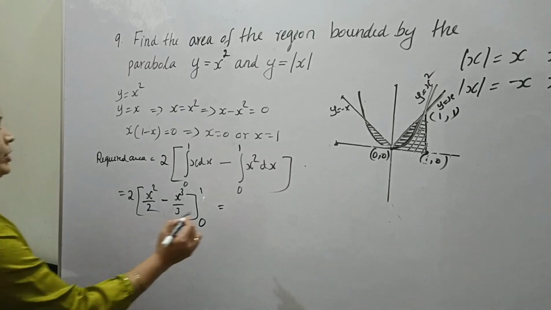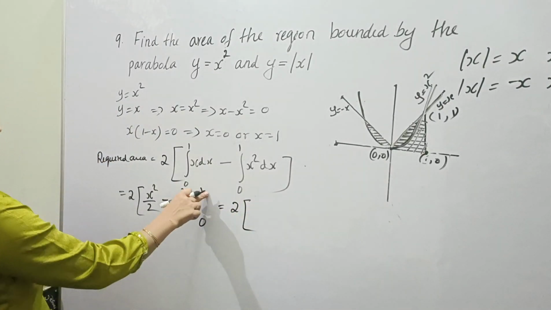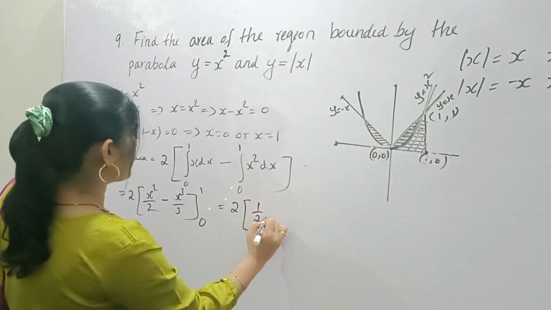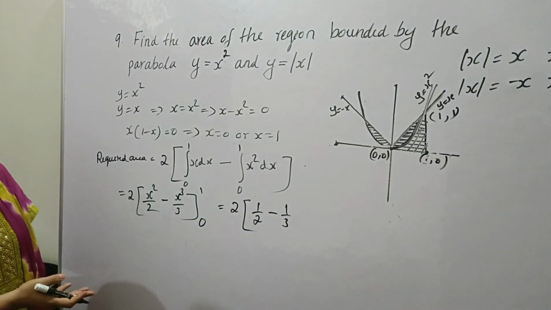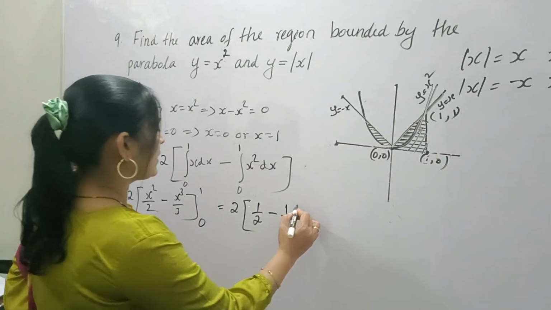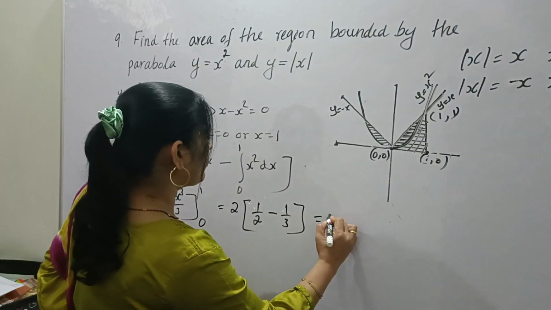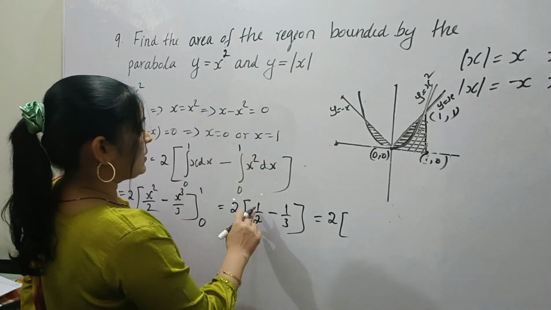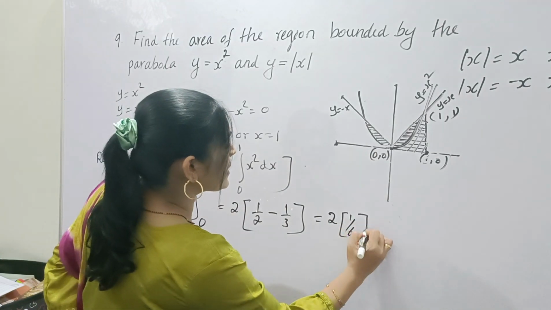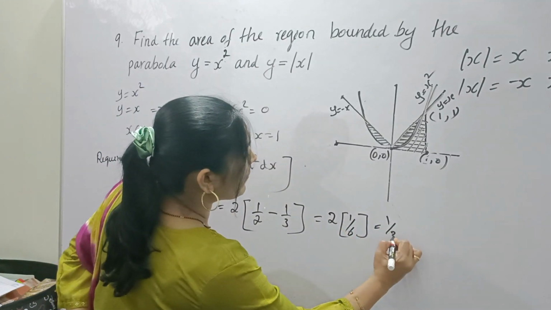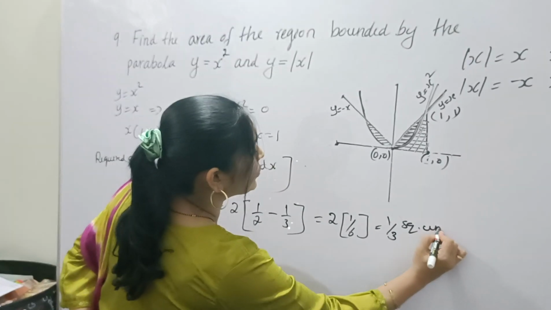So 2 into 1 by 2 minus 1 by 3. When we substitute lower limit, it will be 0, right? That is equal to 2 into 3 minus 2, that is 1 by 6, that is equal to 1 by 3 square units.